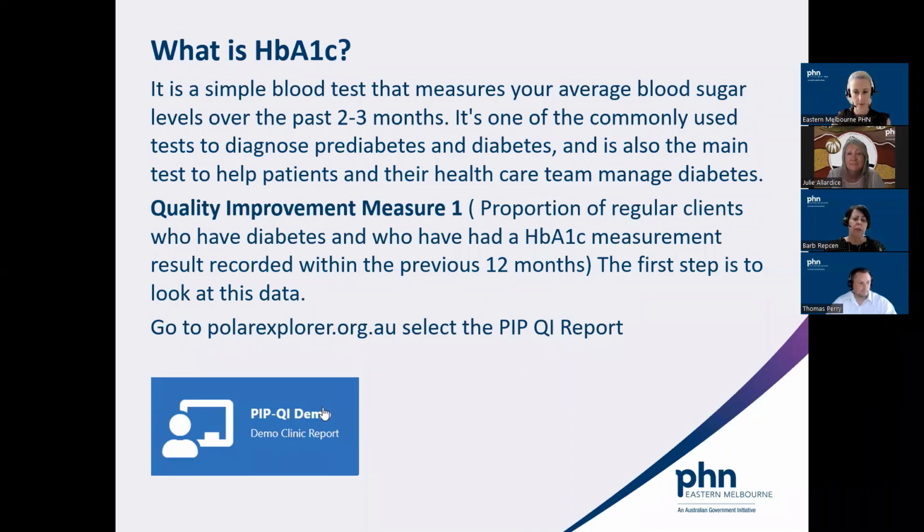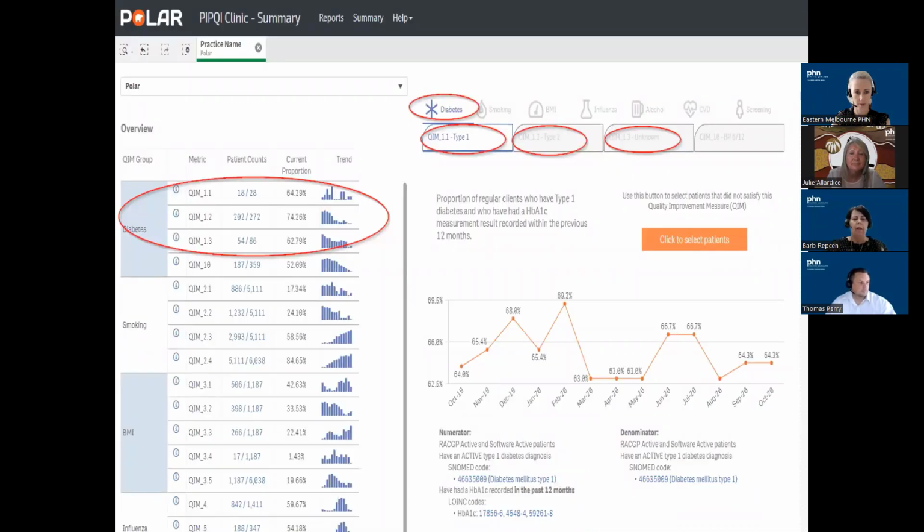So to see this, we need to open the POLA PIP QI report and access the information, which is the little blue box. You'll have POLA, you'll have PIP QI rather than PIP QI demo. And this is what the report looks like. The report will default to opening in the diabetes tab up the top.